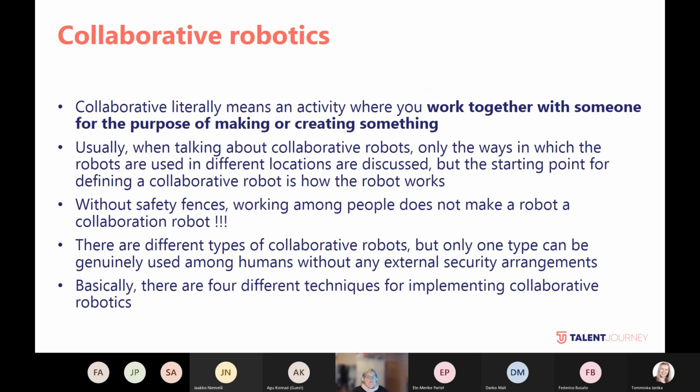The lack of safety fences does not mean that the robot is a collaborative robot, of course. Actually, there are 4 different ways to work with a robot, but only one of them is the one that does not require any safety features. Let's see these.